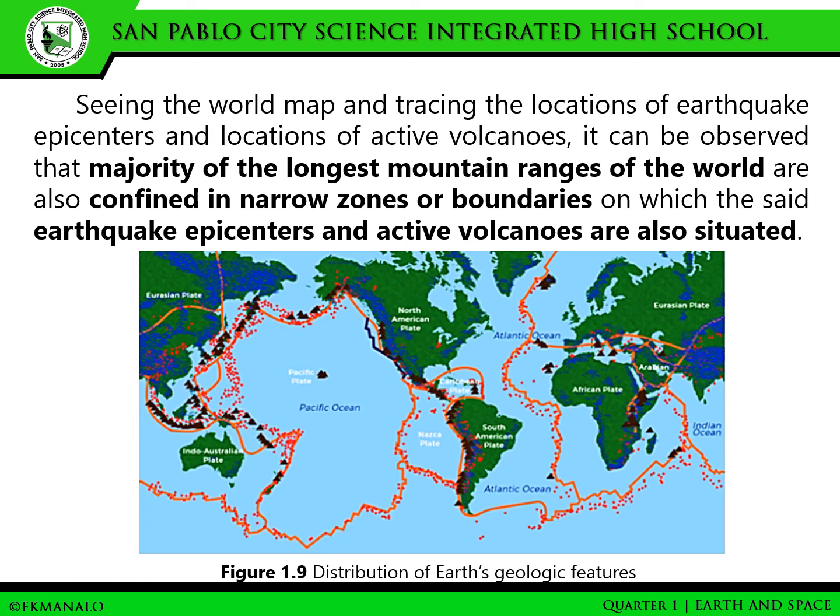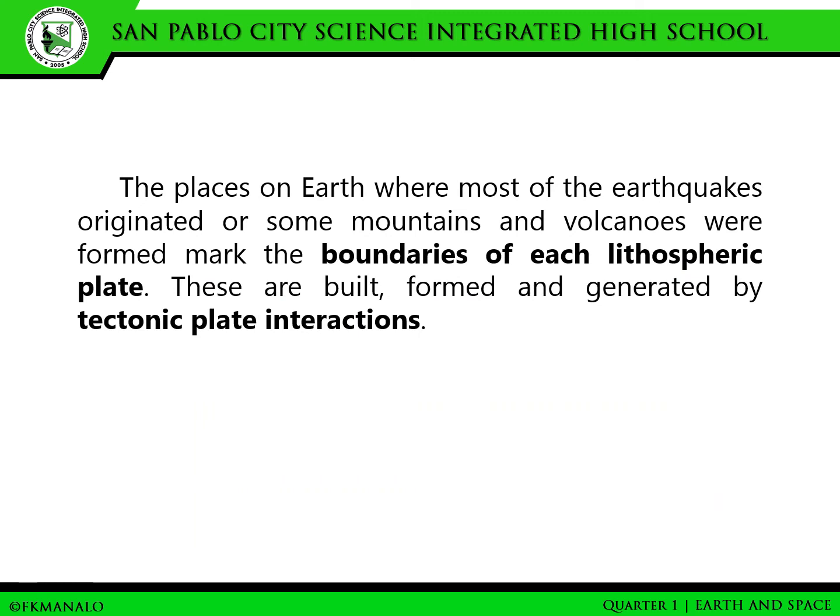Seeing the world map and tracing the locations of earthquake epicenters and locations of active volcanoes, it can be observed that the majority of the longest mountain ranges of the world are also confined in the narrow zones or boundaries on which the said earthquake epicenters and active volcanoes are also situated. Comparing the distributions of these geologic features and landforms, we can say that the places on Earth where most of the earthquakes originated, or some mountains and volcanoes were formed, mark the boundaries of each lithospheric plate. These are built, formed, and generated by tectonic plate interactions.